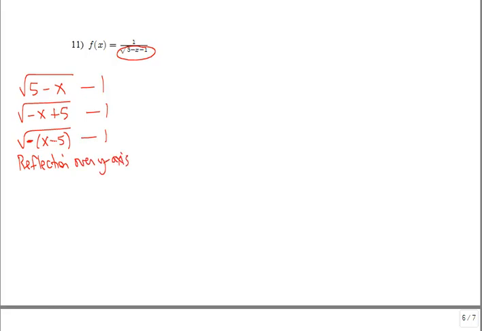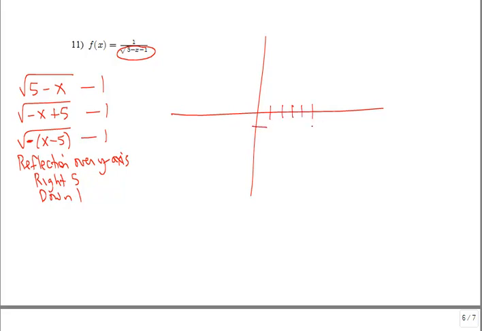What does that minus 5 do? We said that goes right 5, and the minus 1 on the outside goes down 1. So let's put it into our graph. We're going right 5 and down 1. So there's our starting dot for our square root.